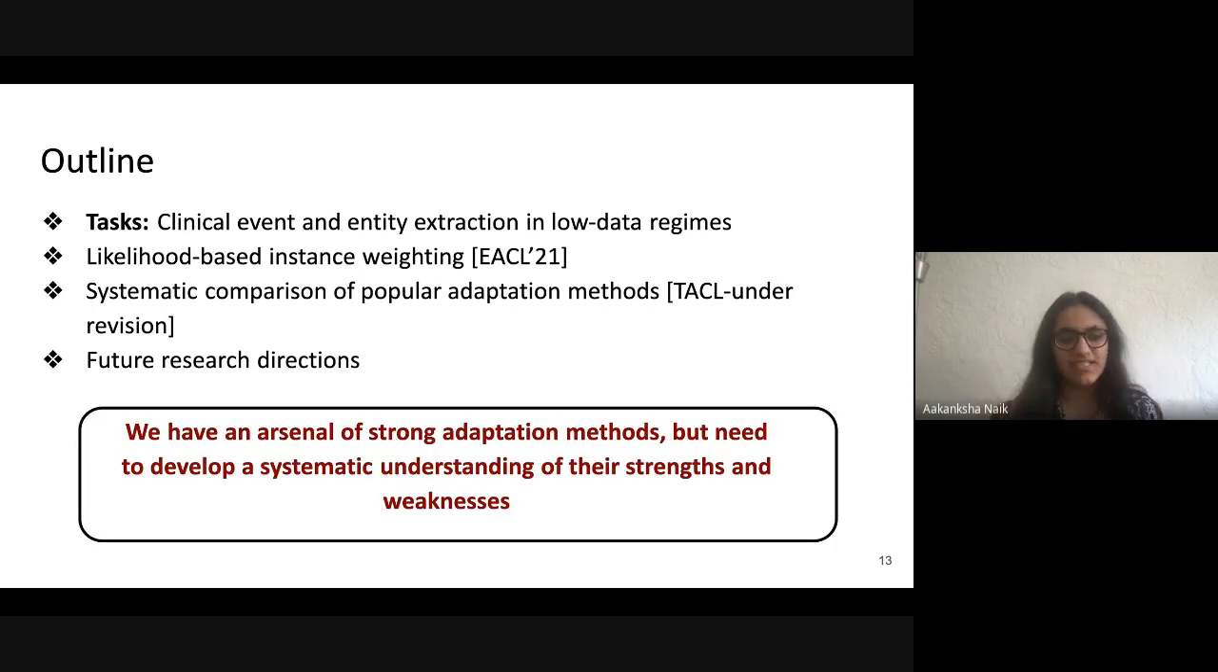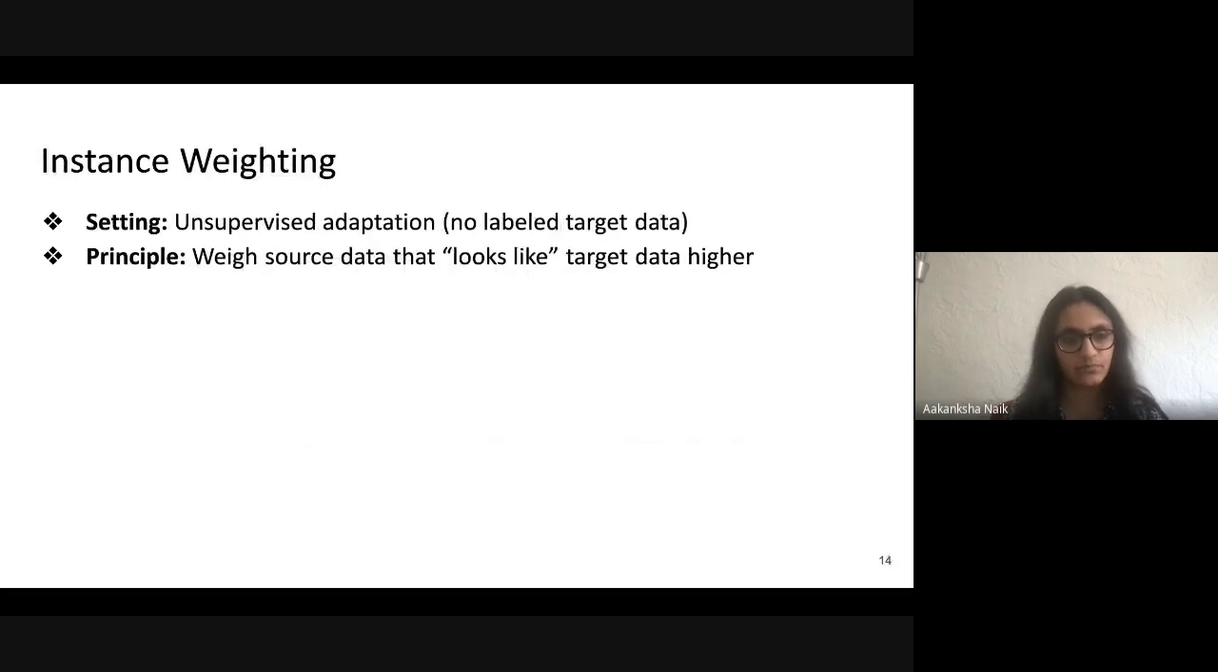And the key message that I'd like to present by the end of this talk is that we have worked a lot on developing a huge arsenal of really strong adaptation methods through the years of research in transfer learning, but we still lag behind in developing a very good systematic understanding of their strengths and weaknesses, and choosing which adaptation methods would work best on specific domains. So let's jump into the likelihood-based instance weighting technique.